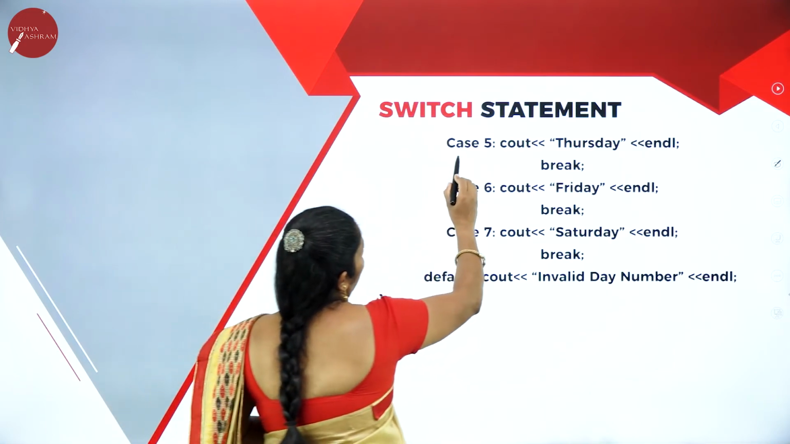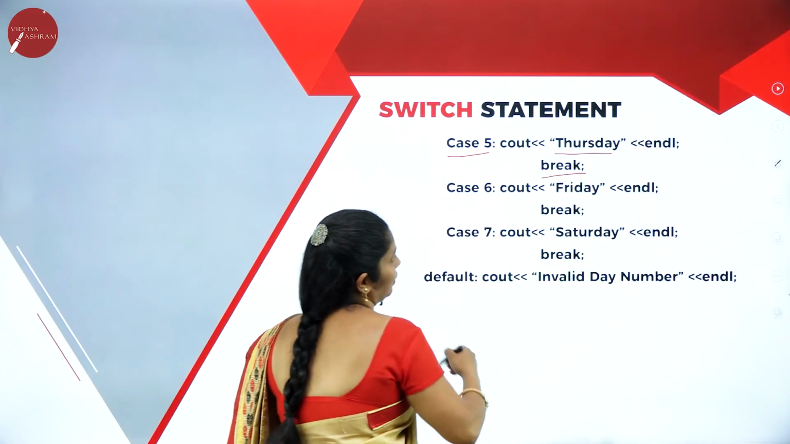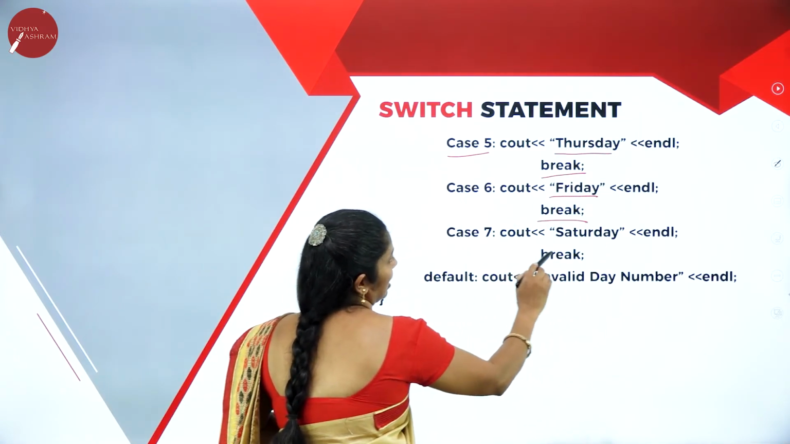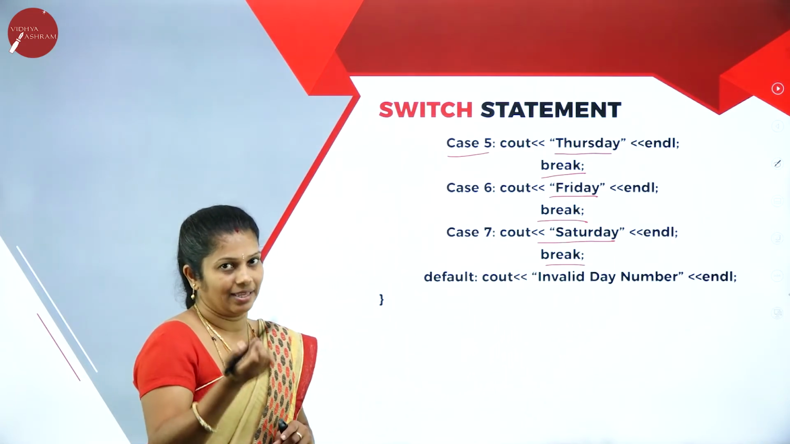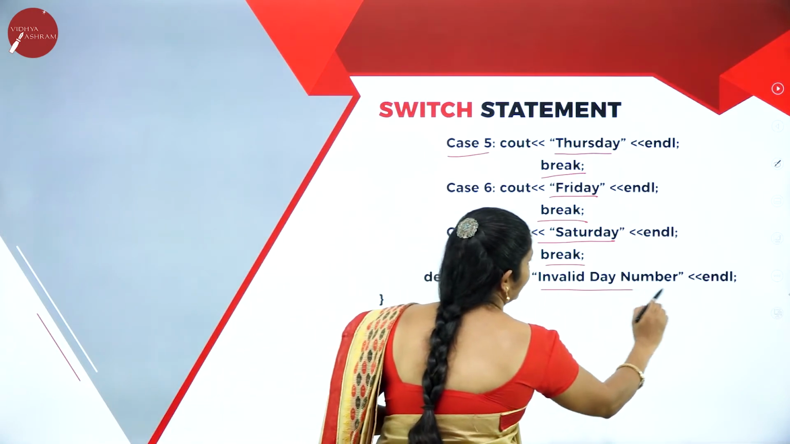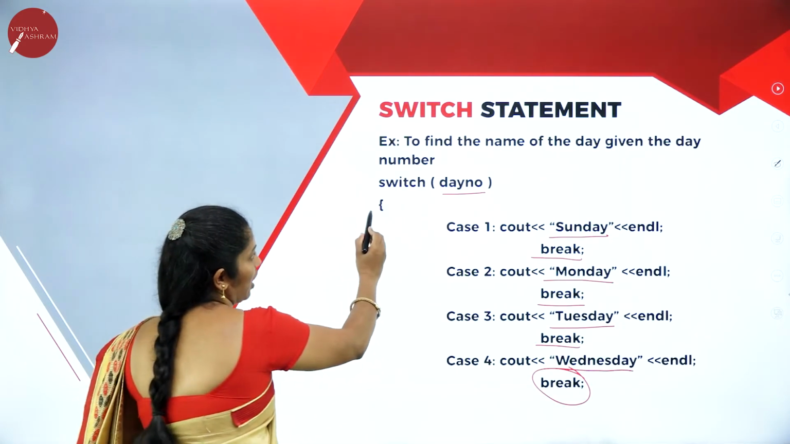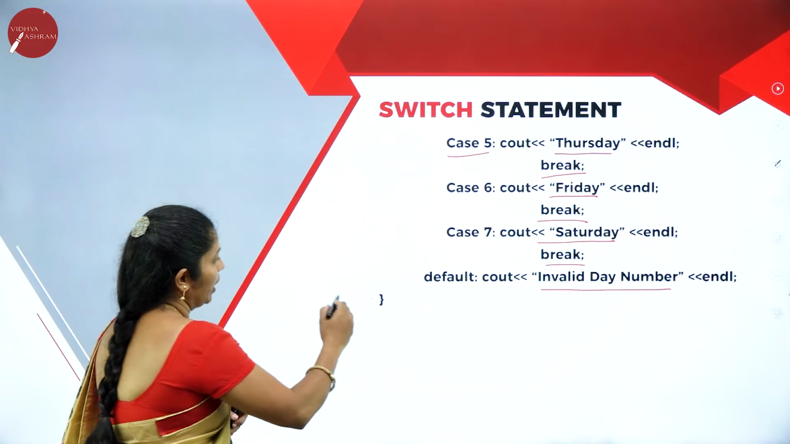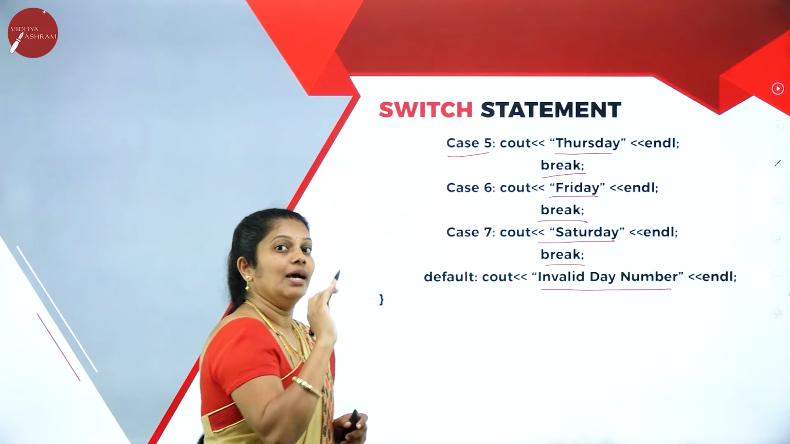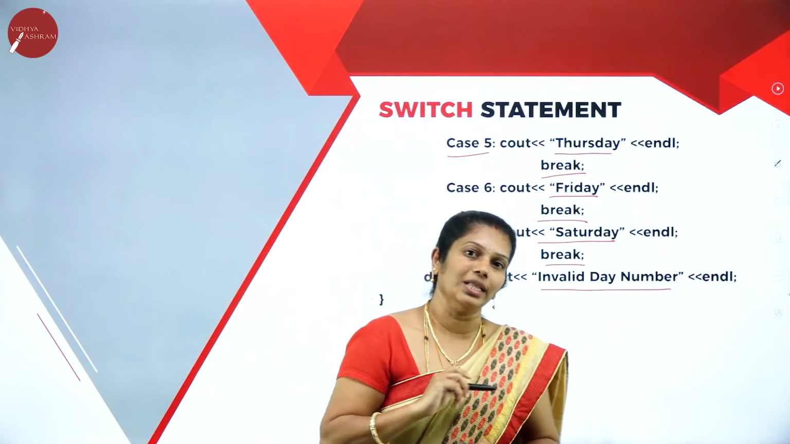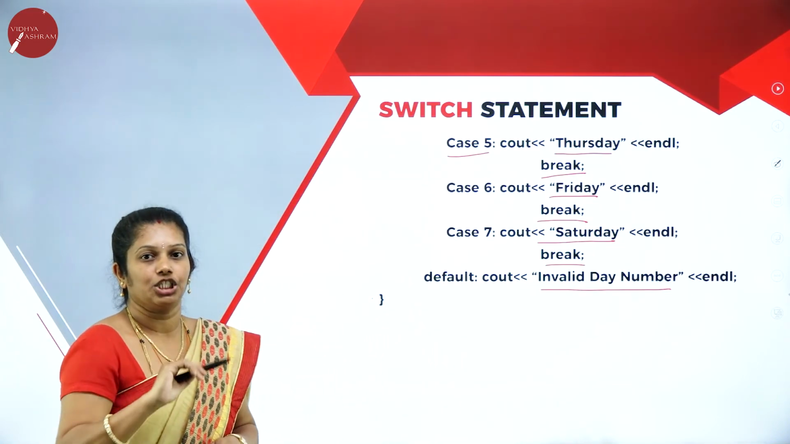If I give case equal to 5, then it will display Thursday, then break. If it is 6, Friday, break. If it is 7, Saturday, break. If it is more than 7, it may be 8, 9, 10 like that, then it will display invalid day number, then finally we close this bracket. It means that we opened the switch bracket, and we are closing it here. For a switch statement, multiple statements are there, but only one condition is there. That's why it is called a multiple selection construct.